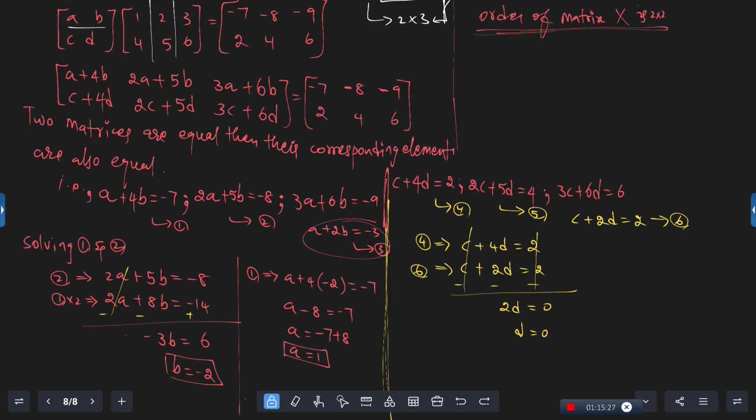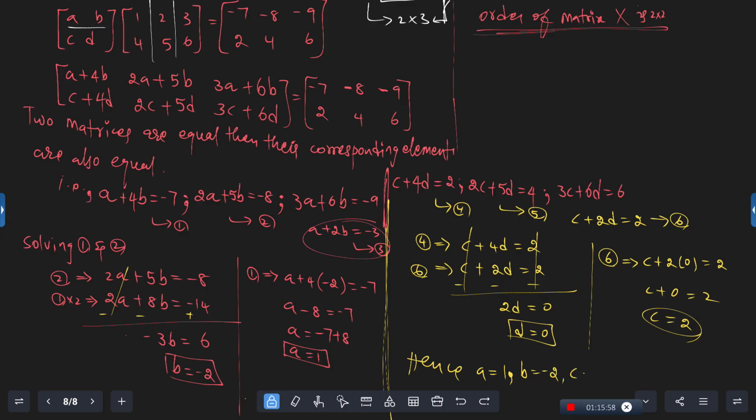Then D is equal to 0 by anything? D value is 0. If D value is 0, now what is the C? Either 4 or 6, it is our wish. Suppose I am using 6, now this implies C plus 2 times 0 is equal to 2. Then C is equal to 2. Means C plus 2 times 0 is equal to 2. C is equal to 2. So finally, what you want to write? Hence, A value 1, B value minus 2, C value plus 2, and D value 0. That's it. Is that our required answer?